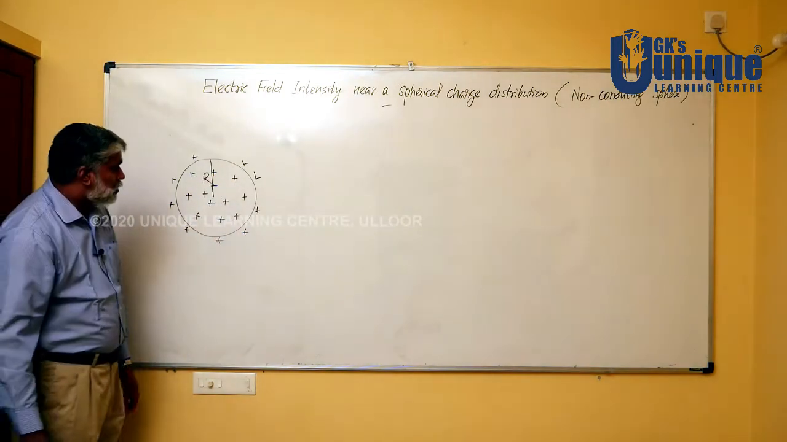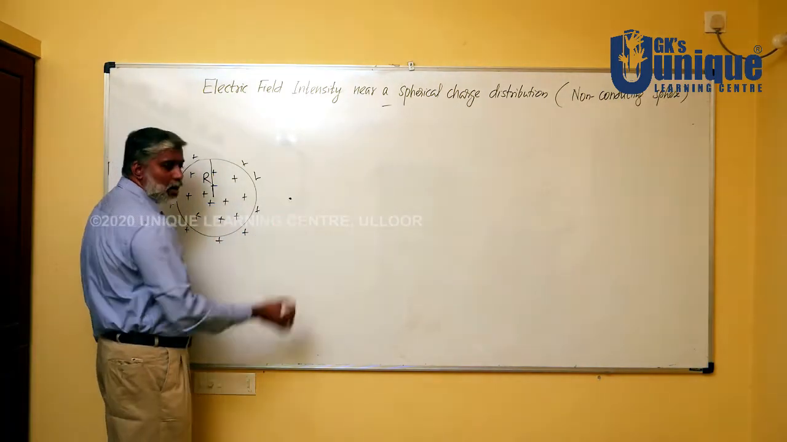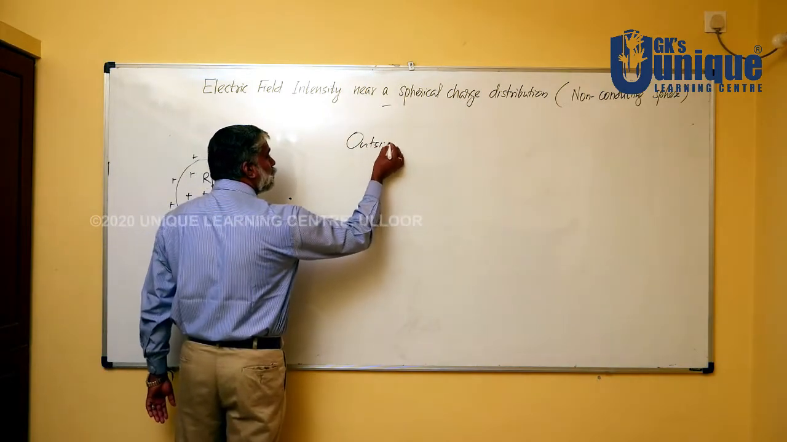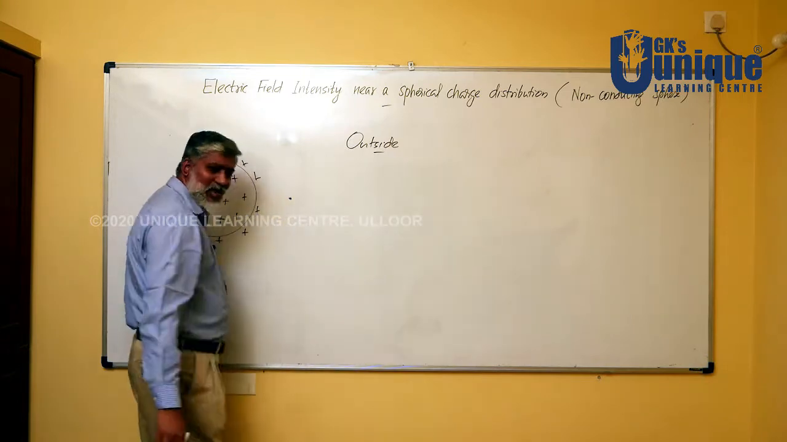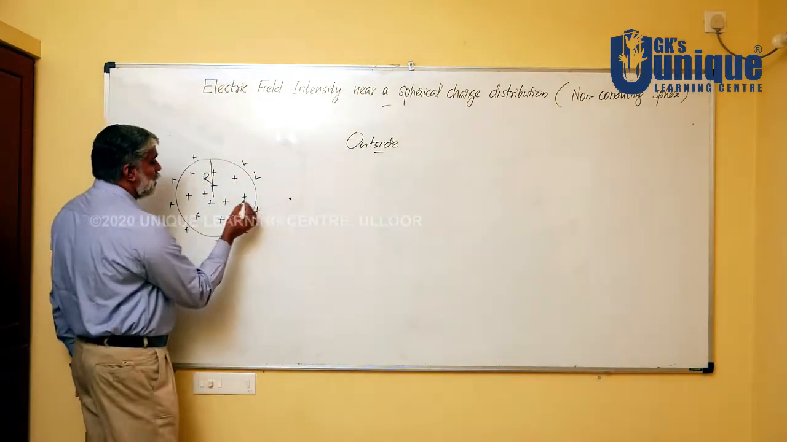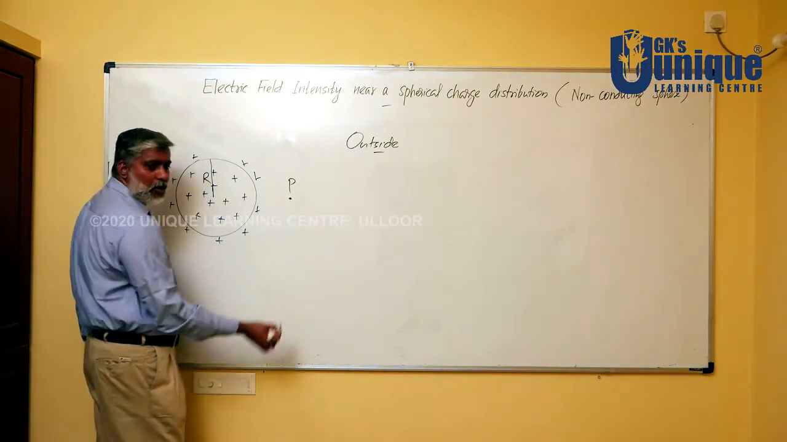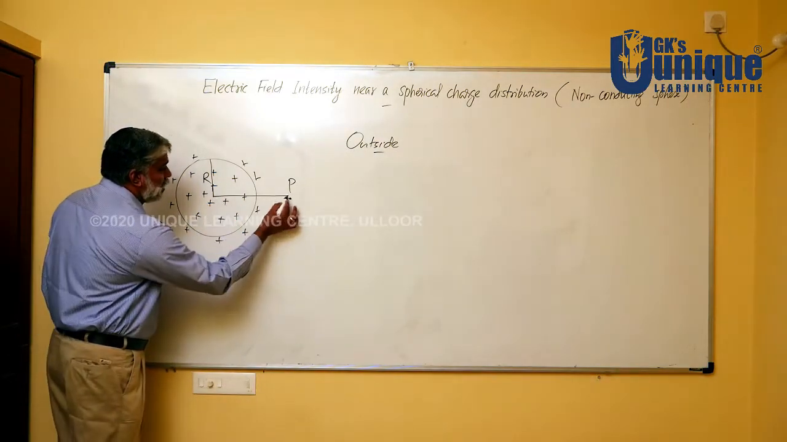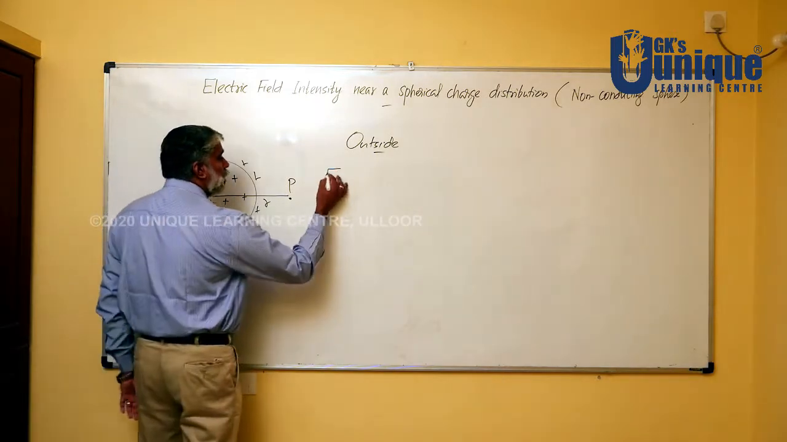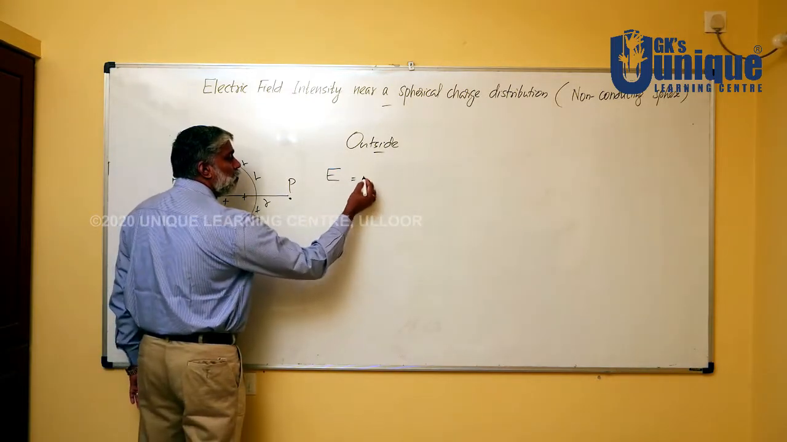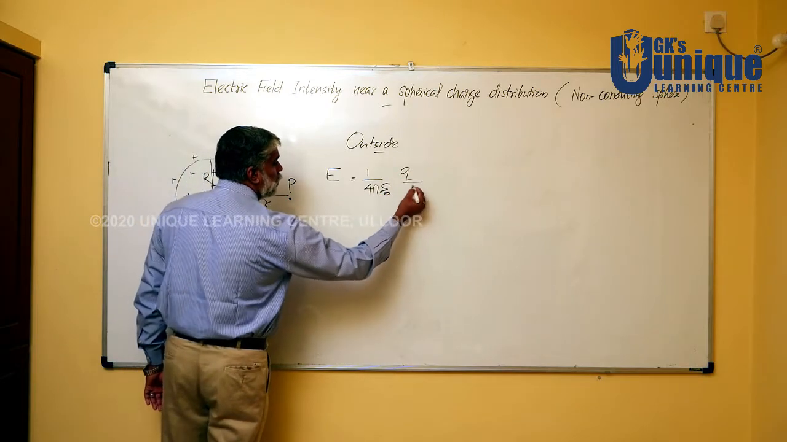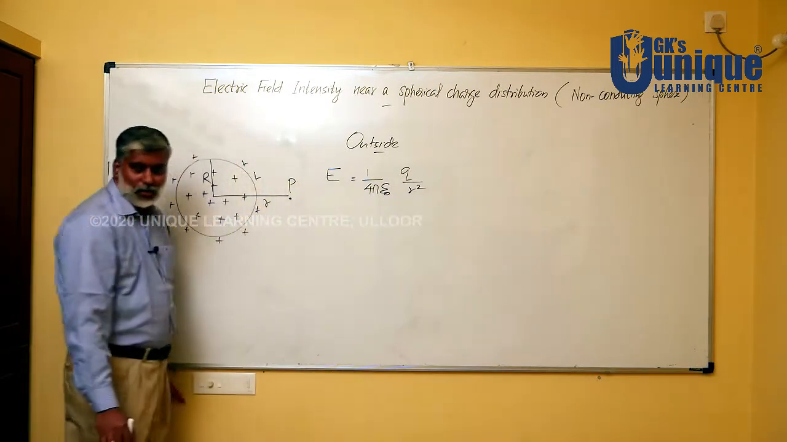I want to find the electric field here, outside. So outside, what is the electric field? Actually, we don't want the derivation, we want the equation only. So this is your point P. The distance is small r. What is the electric field here? Electric field is 1 by 4 pi epsilon 0 q by small r square. This is the electric field outside.